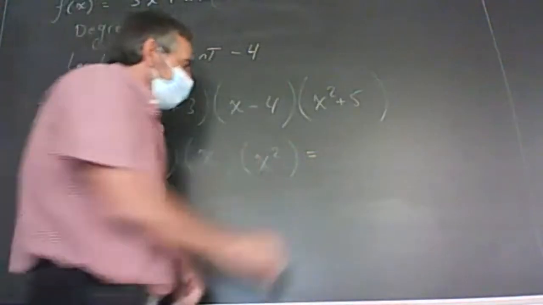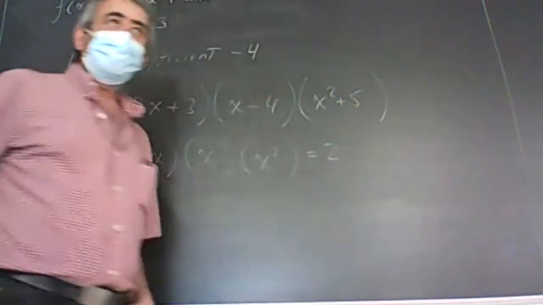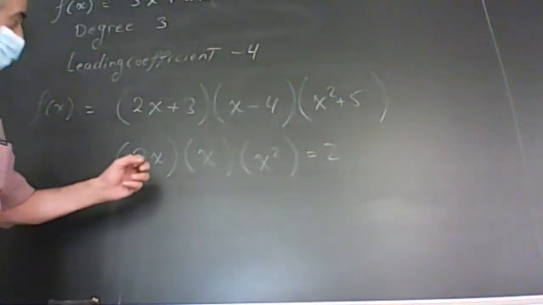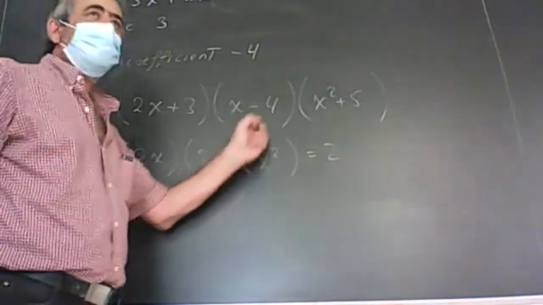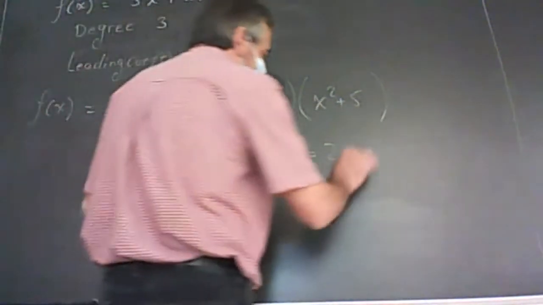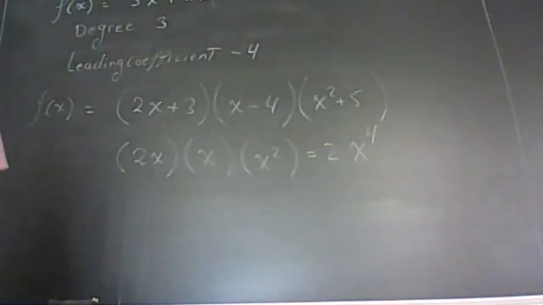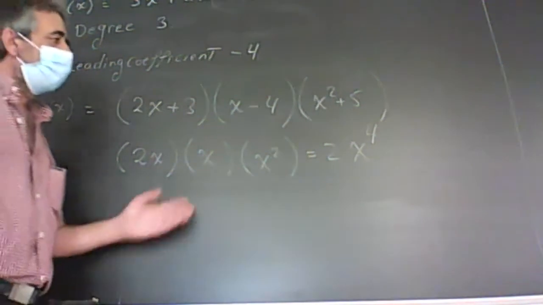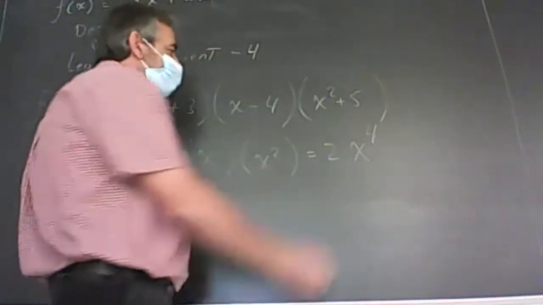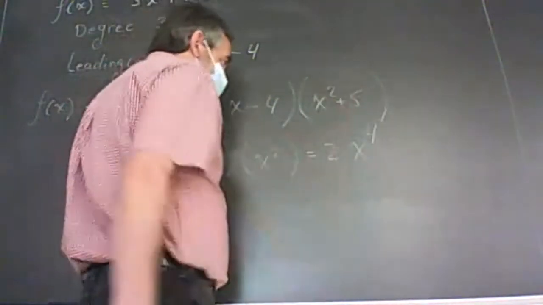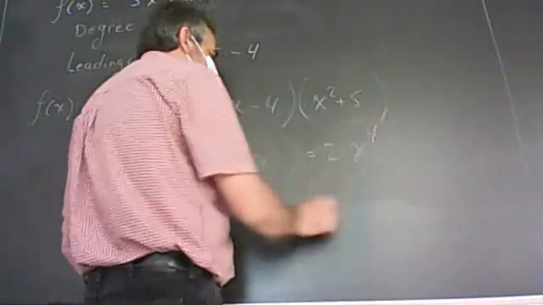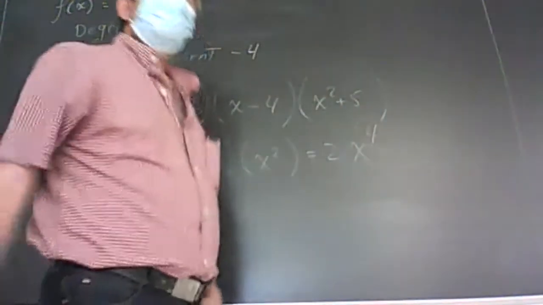2 times 1 times 1 is 2. x times x squared is x to the 4. So therefore, we get 2x to the 4. The degree is 4. The leading coefficient is 2.